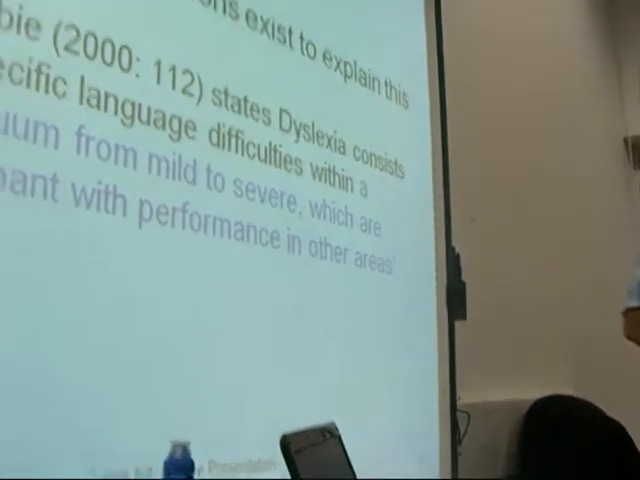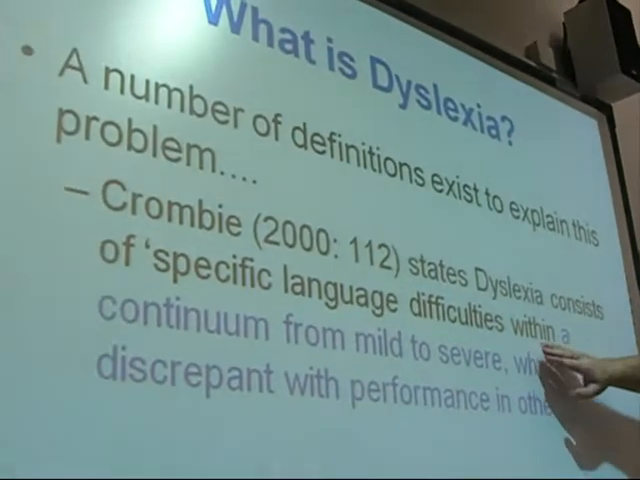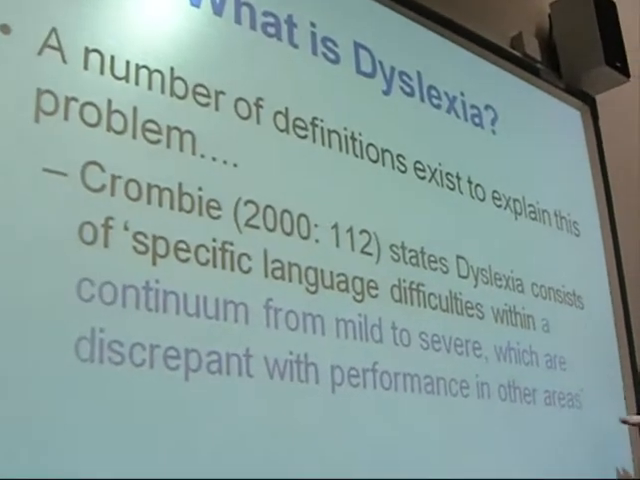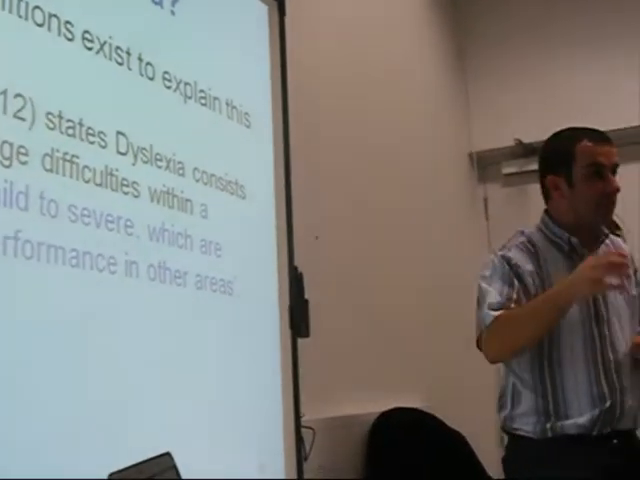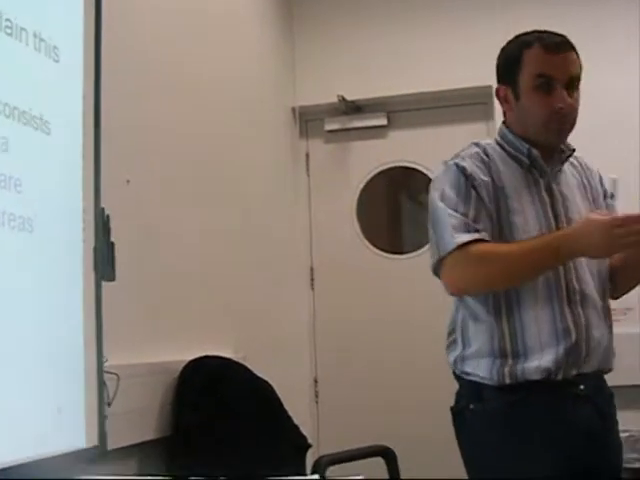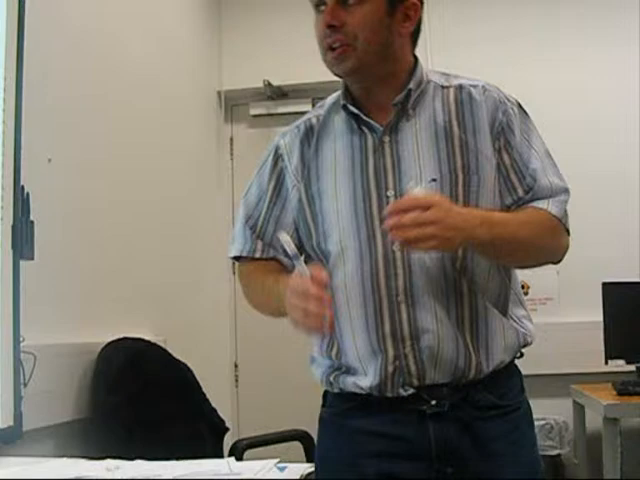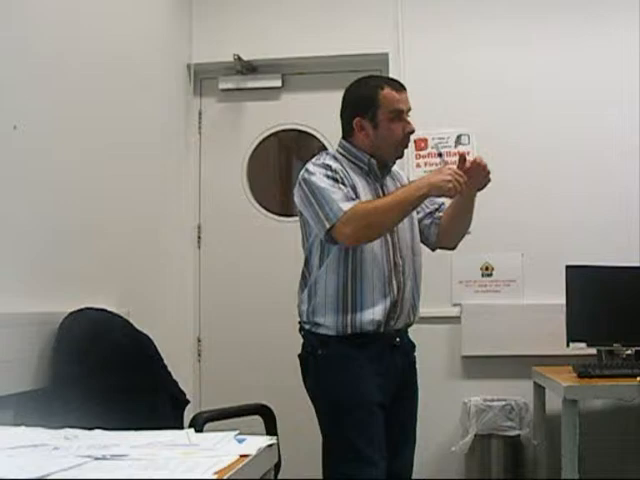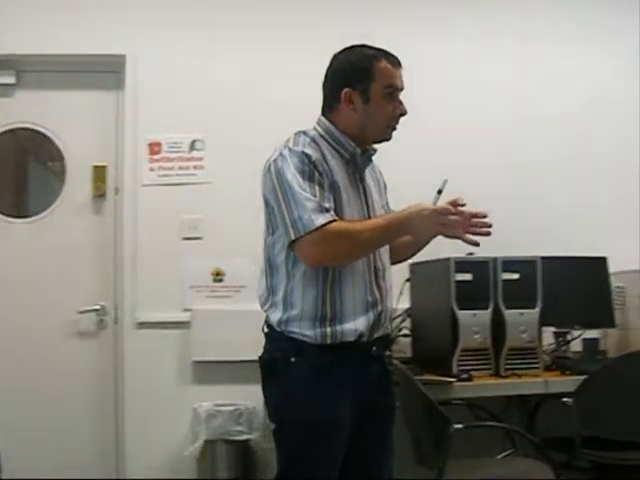What Crombie states is that dyslexia consists of specific language difficulties within a continuum from mild to severe, which are discrepant with performance in other areas. So the problems that children with dyslexia can experience can range from mild to moderate and from moderate into severe. When the difficulties start in primary school, they can develop into worse difficulties for the child when they reach secondary school. So the earlier a child is diagnosed and the earlier their problems are addressed, the better.